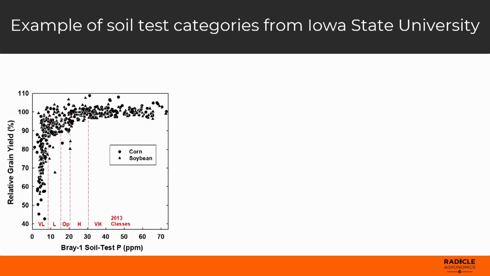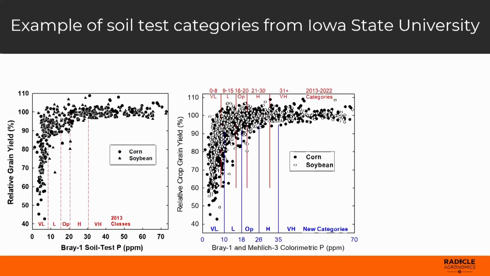So here's the example for Iowa. Iowa just updated their fertilizer recommendations. So these are the very low, low, optimum, high, very high classes that they had up until 2022, I think.